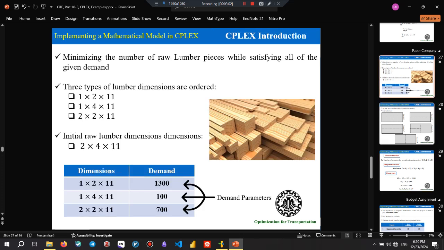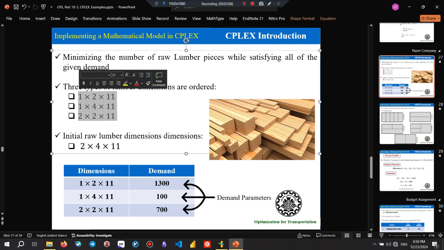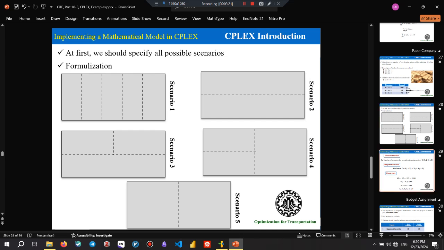So, based on these demands and these three demand dimensions, you have to figure out all possible scenarios and try to write down your decision variable. So I have written it down.